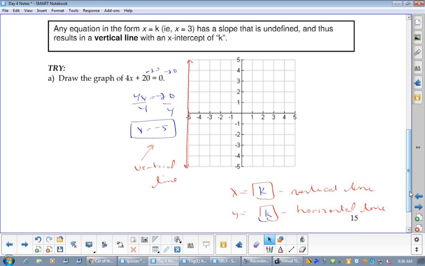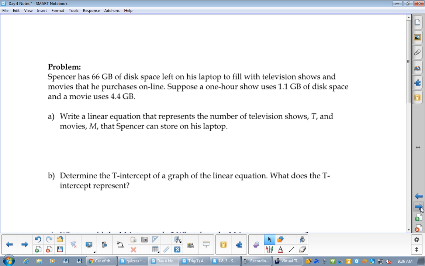Okay, let's do one more word problem. Spencer has 66 gigabytes of disk space left on his laptop to fill with television shows and movies that he purchases online. Suppose a 1-hour show uses 1.1 gig of disk space and a movie is 4.4. Write a linear equation that represents the number of television shows T and movies M that Spencer can store on his laptop.